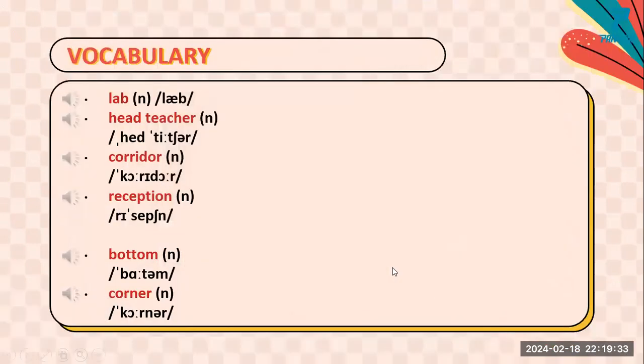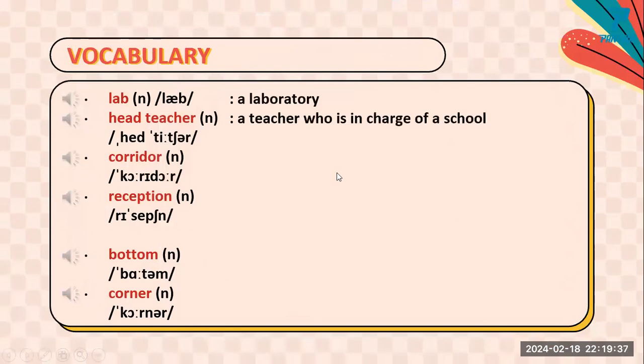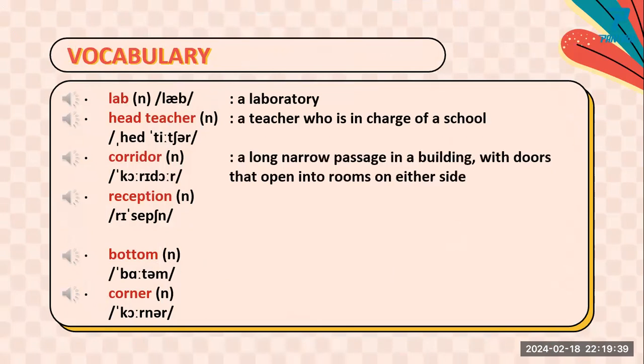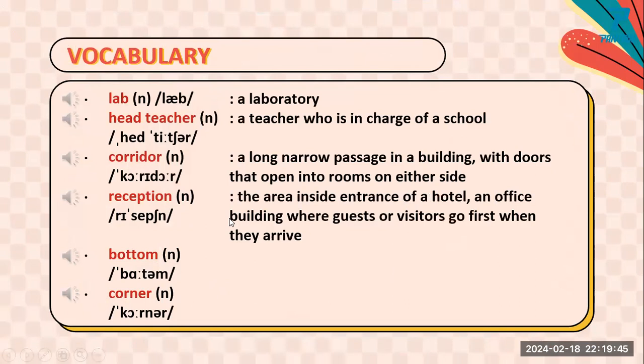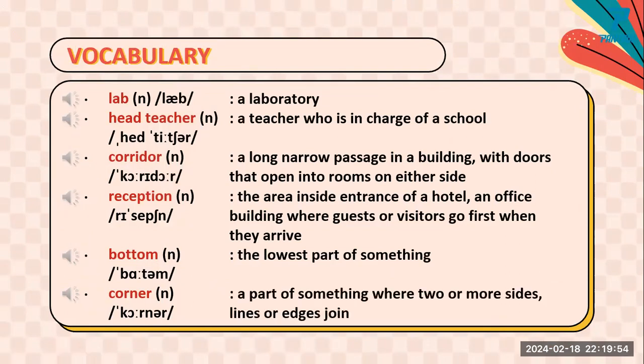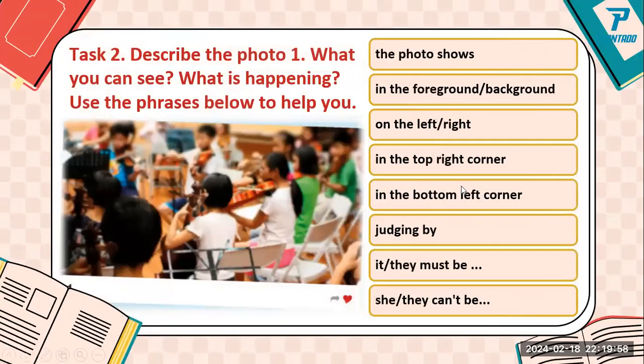Okay, very good. So we have here, Lihn, laboratory. Head teacher is the teacher in charge in school. Corridor is a long narrow passage in the building, as you can see in the picture. Reception, the area inside the entrance of a hotel. Bottom means lowest part. Corner, a part of something where two or more sides meet. That's corner.